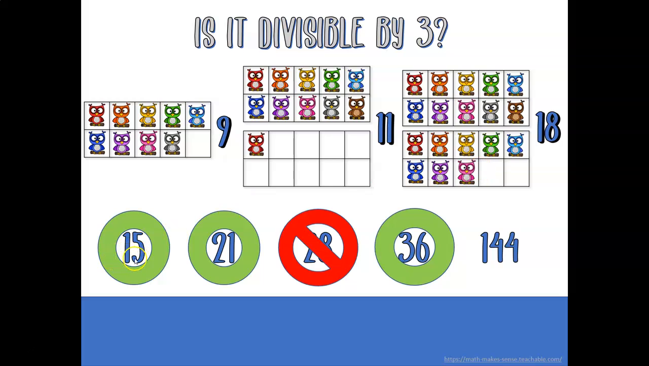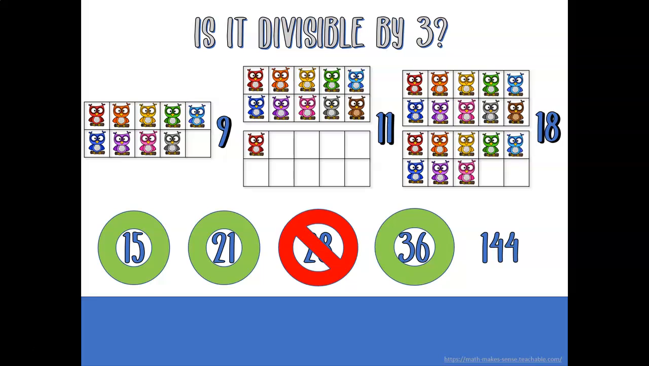15 works. 1 plus 5 is 6. 21 works. 2 plus 1 is 3. 36 works. 3 plus 6 is 9. Okay, pause the video and think about that.